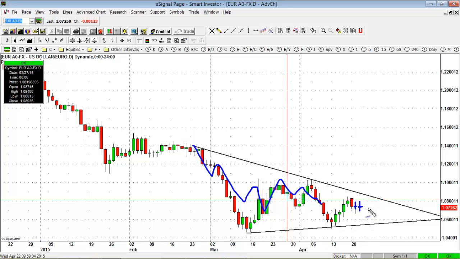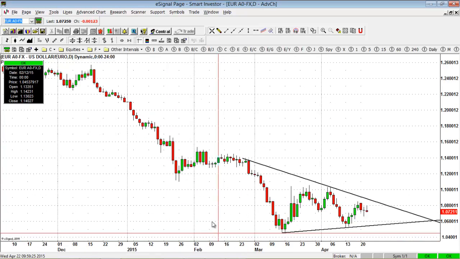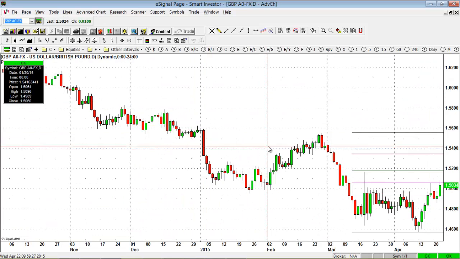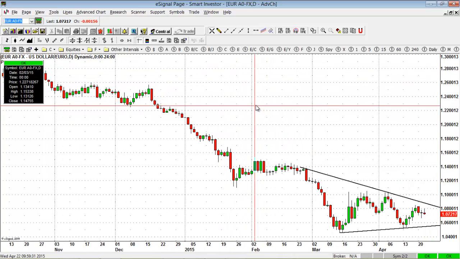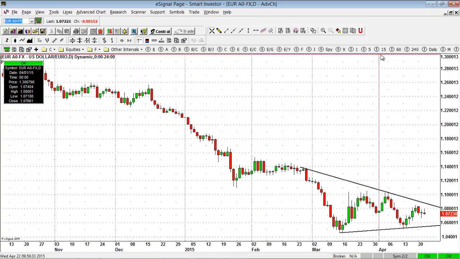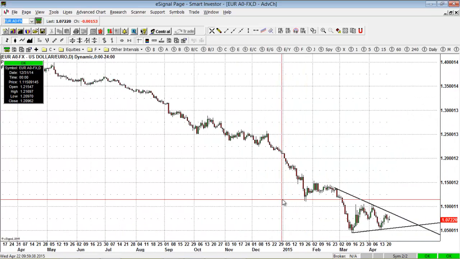So nothing much is happening here in the EURUSD and the major USD pairs, except for the British pound, which is rallying quite nicely today, and we'll speak about that in a few moments. Okay, so as I said, we're looking for a breakout on the euro.